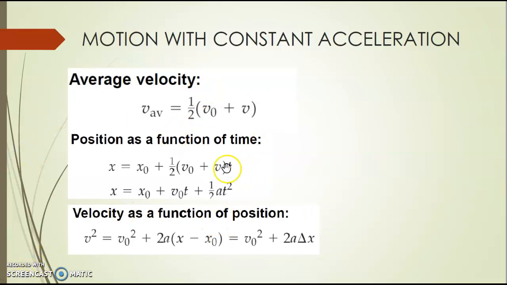Okay, and we have position as a function of time. Okay, we're gonna be using this formula wherein x0 stands for initial position. Okay, and for the velocity as a function of position, we're gonna be using this formula. So we have vf squared is equal to v0 squared plus 2a delta x. Delta x signifies that it is the change in position, or final minus initial.